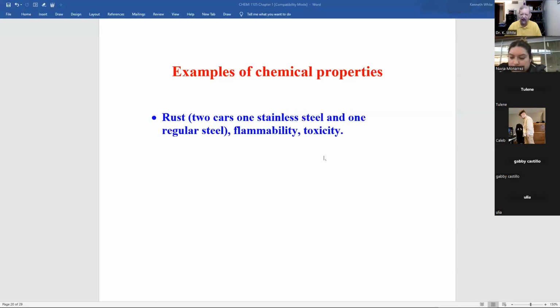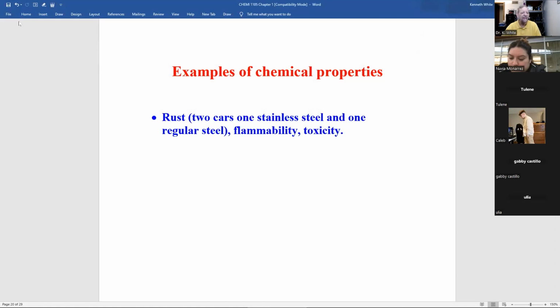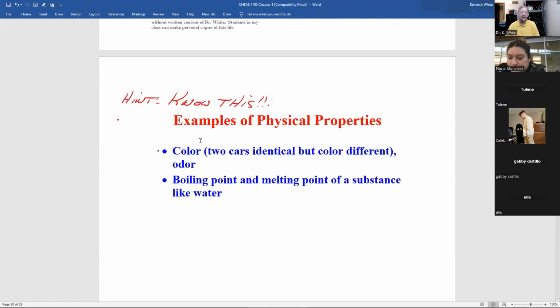And you should know, oh, I forgot to write it down. Hold on. You should know examples of chemical properties. And I think I forgot to write it down here. Nope, I did there. Examples of physical properties.